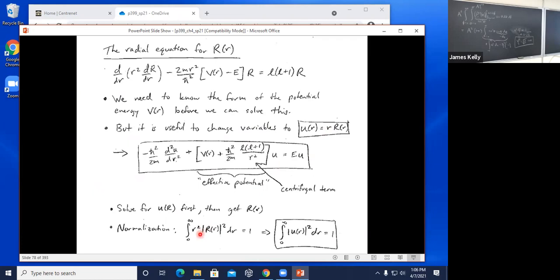When we normalize R of r, we need to multiply by r squared dr. That comes from the spherical volume element. But because r squared times R of r squared is just u of r squared, if instead we go ahead and just normalize u of r, we don't put in that r squared factor out in front of it, and normalize it kind of the usual way, integrating from r equals 0 to infinity and letting it equal 1, that will automatically normalize R of r in the right way. So oftentimes people will just go ahead and normalize u before they divide by r, just because it's half a step easier.